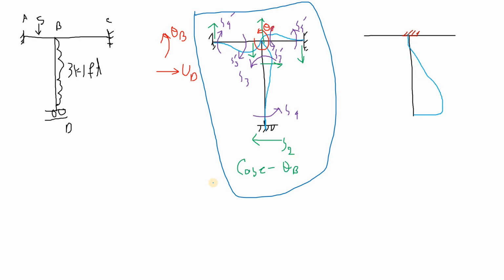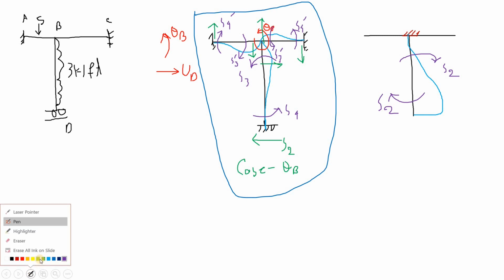Okay. So this is going to be the deflected shape, and if that is the deflected shape, the moments on here are going to be like S2 and S2 there, and another S2 in this direction, and we're going to have S1s as well. So we'll just change the color. The S1 forces are going to be in this direction, and another S1 force is going to be in this direction, S1.